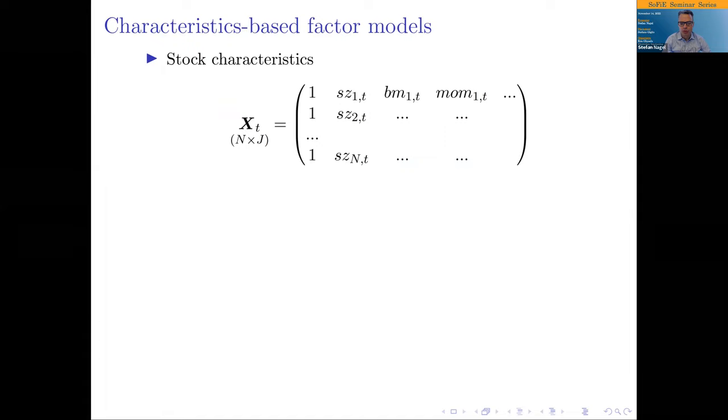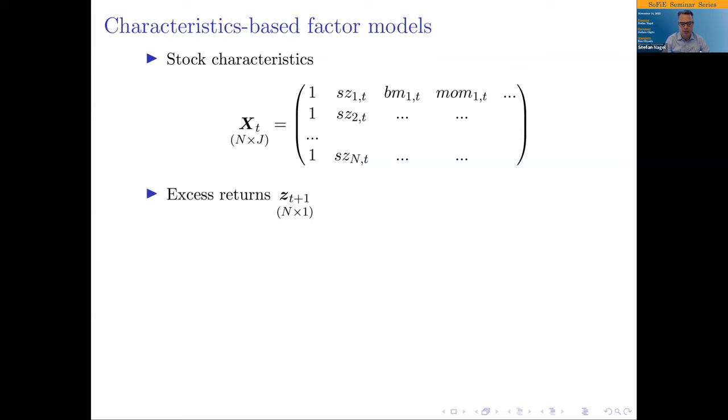So when I'm going to talk about stock characteristics, what I have in mind is that we have a panel of N stocks, and each stock comes with J characteristics, and you can think of those as size, book to market, momentum, but also many, many others, of course, from the factor zoo. And there's also always going to be a column of ones in this characteristics matrix. And then we're going to be interested in the relationship between these characteristics and excess returns, which I'm going to summarize in this vector Z.